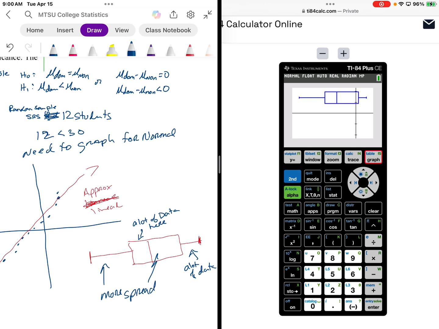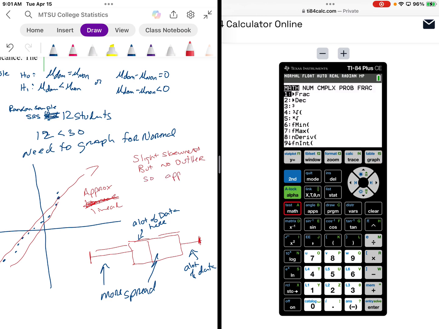I think there's some. That's why we see this kind of curving pattern over here. We see that little curving going on because of what this is doing here and there, and as we look at it, I see a little bit of slight skewness. But no outliers. So approximately normal.